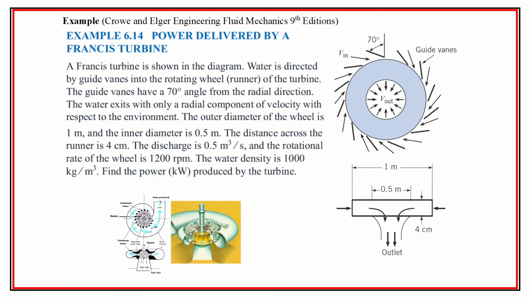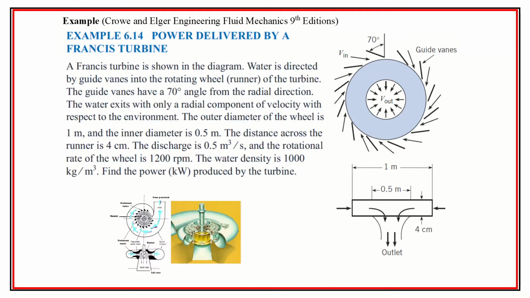Okay, yet another example for class 14. Not sure how many people will watch this for my class, but I thought it was a good thing to include. We might refer back to this example when we get to chapter 14 that covers some turbomachinery. But this is a Francis turbine. By the way, this comes from Crowe and Elger's Engineering Fluid Mechanics, the 9th edition.